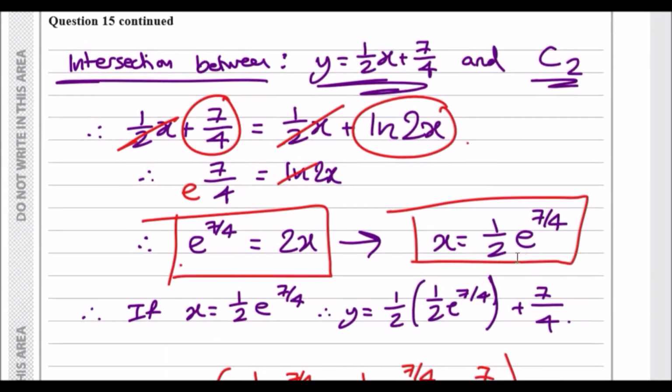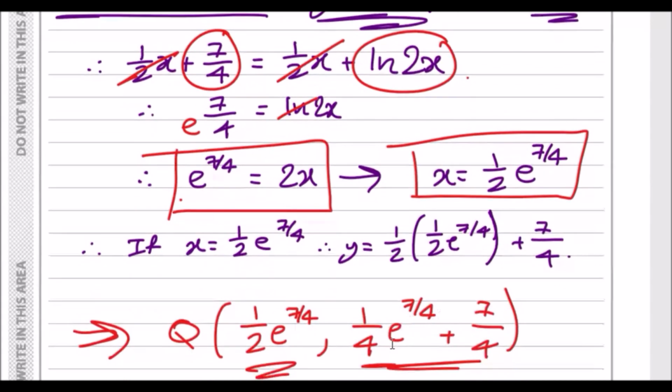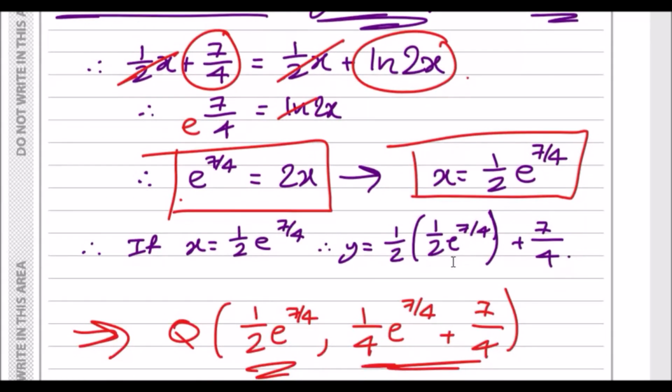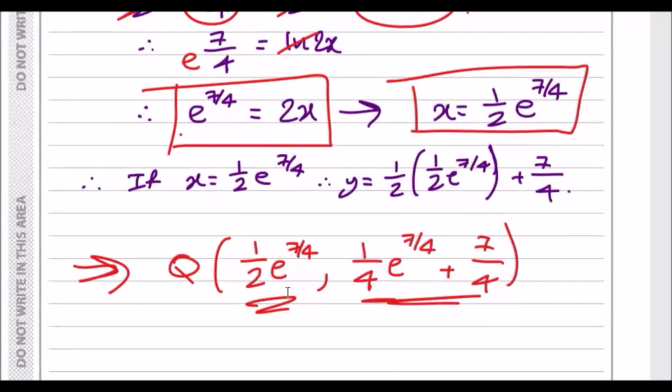And let's be honest, if you times by a half, this just becomes a quarter, like I did here. So plugging the x value into the line equation, I get y equals half times (half e to the 7/4) plus 7/4. And then just expanding this, you get a quarter e to the power 7/4. And that's it. That's your x coordinate here and your y coordinate here.